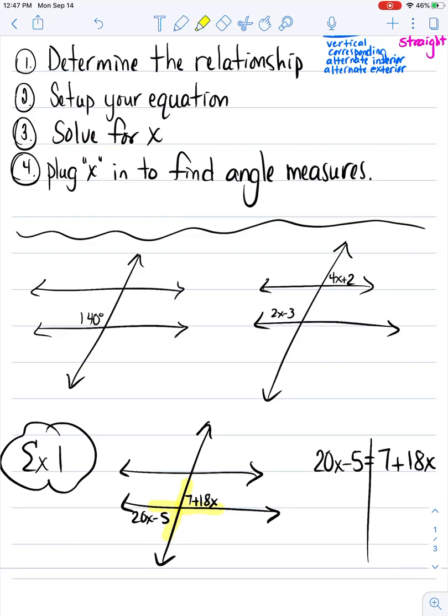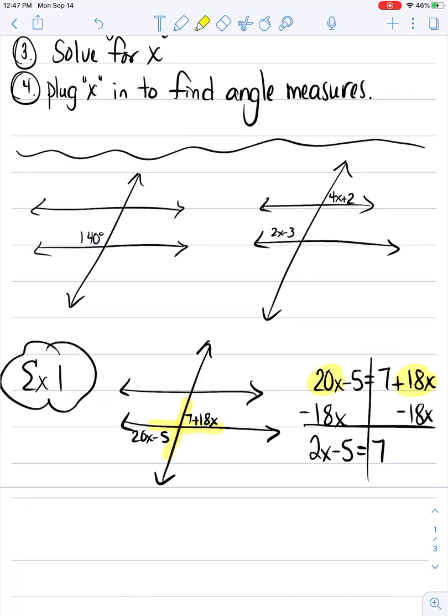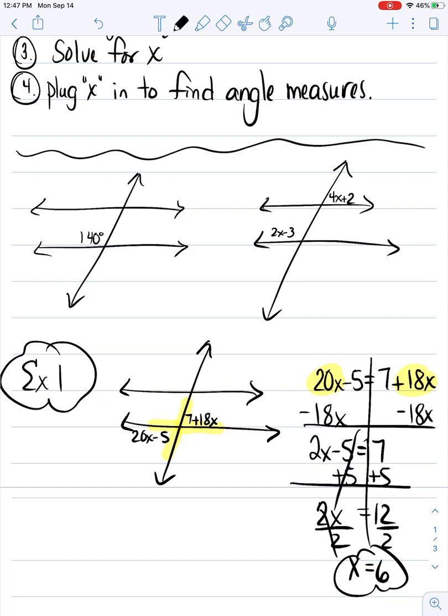So I'm going to do what I always do, and here I notice that the first thing I need to do is get all my letters to the left. So I'm going to subtract 18x from both sides. I'm left with 2x minus 5 equals 7. I'm going to add 5 to both sides. When I do that, I'm left with 2x equals 12. And then lastly, I'm going to divide both sides by 2 to get x equals 6. So I've used my angle relationship to set up the equation. I've then solved that equation for x.